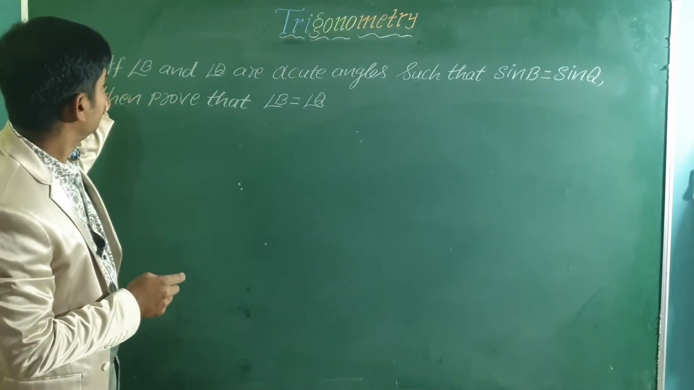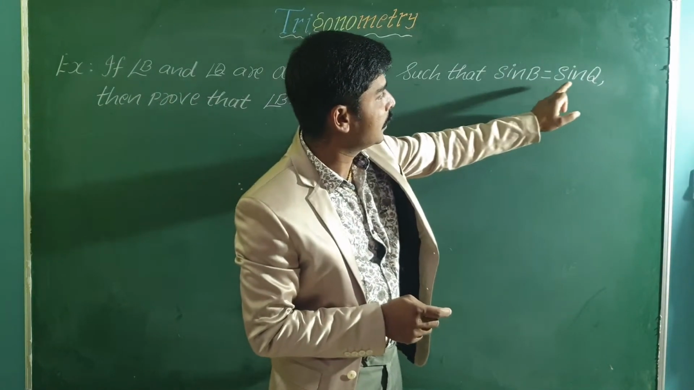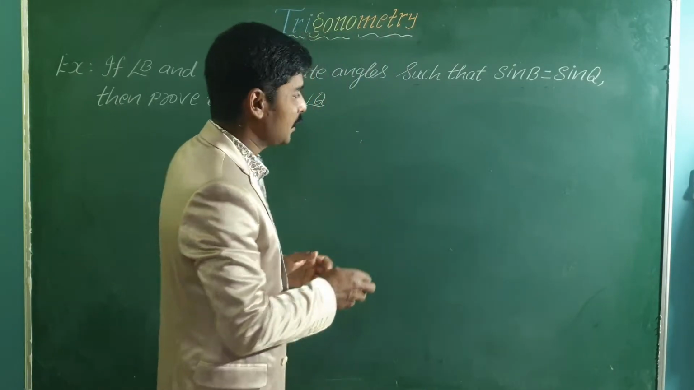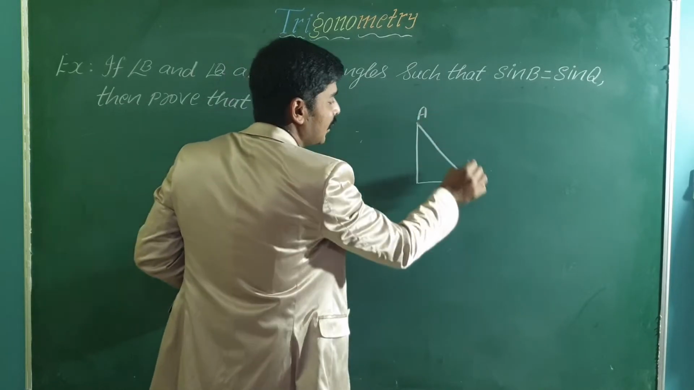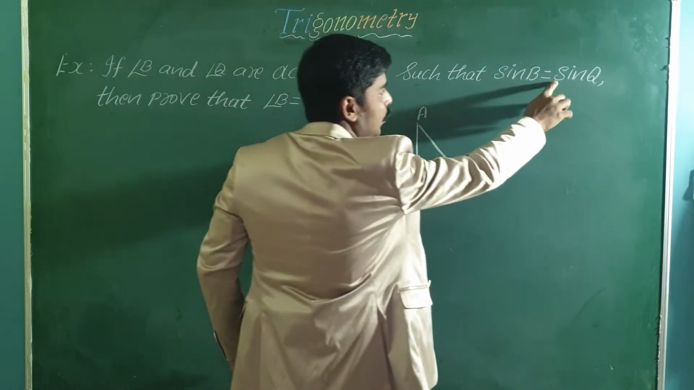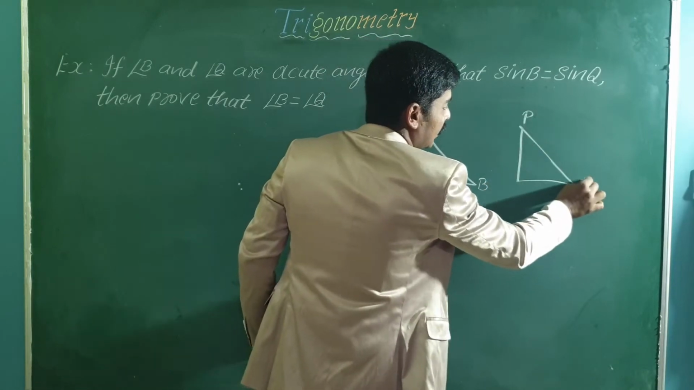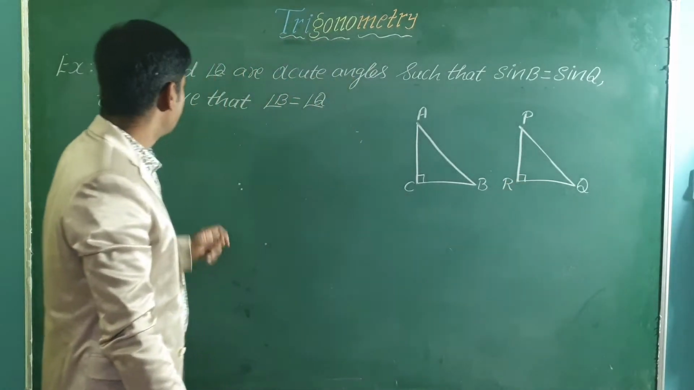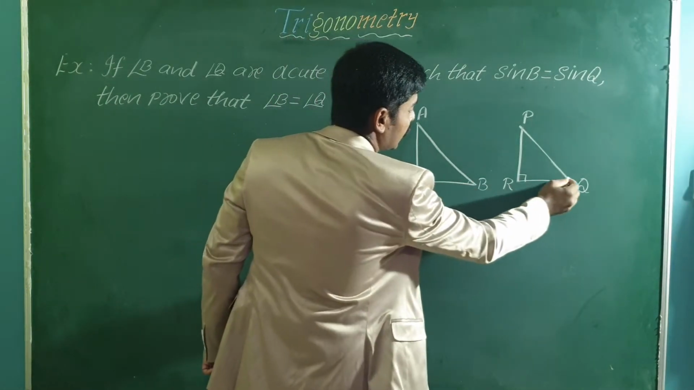Now in this problem they have given angle B and angle Q are acute angles such that sin B is equal to sin Q. Since sin B is given, what you must do? You must consider a right angle triangle ABC. Since sin Q is given, you must consider another right angle triangle PQR. And we must prove that angle B is equal to angle Q.